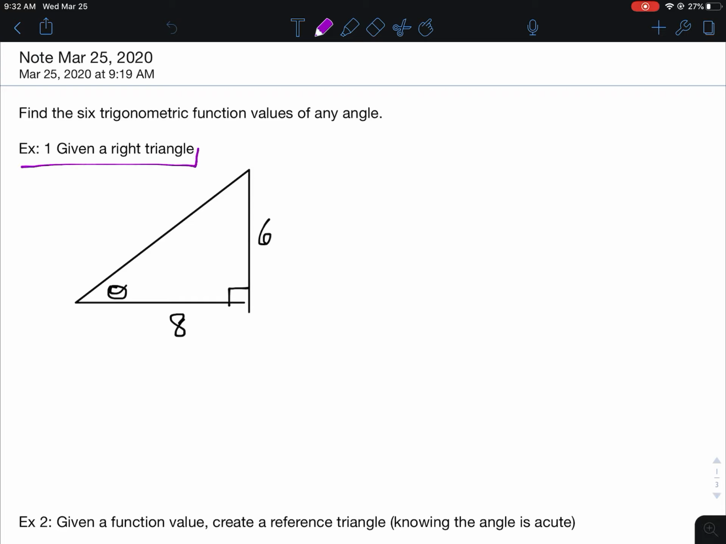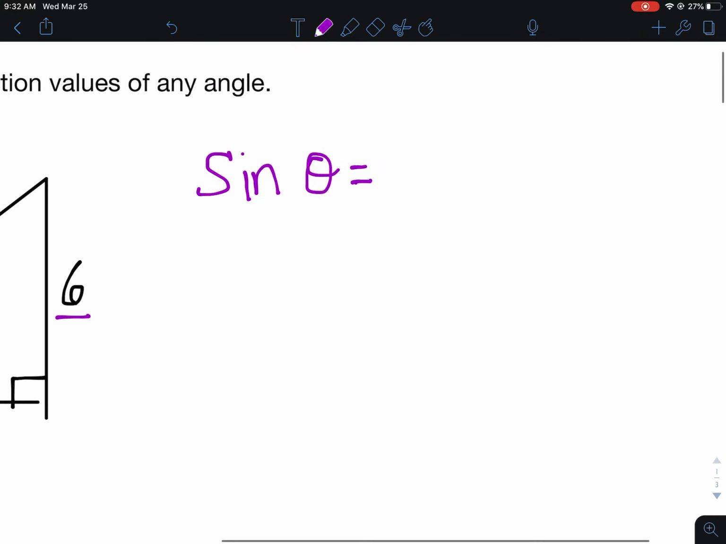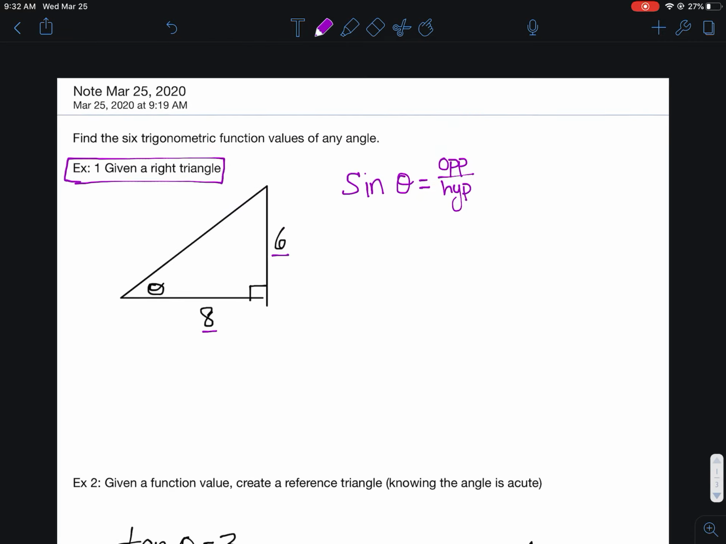So the first thing that we want to do is find those 6 trig values if we're just given a right triangle. Okay, so here's the triangle, and they've given us 2 sides. One is 6 and one is 8. When we think about this here, I want to first find the sine of theta. We don't actually know what theta is at the moment, but we want to figure out what's the sine. Well, if you remember from SOHCAHTOA, sine is opposite over the hypotenuse.